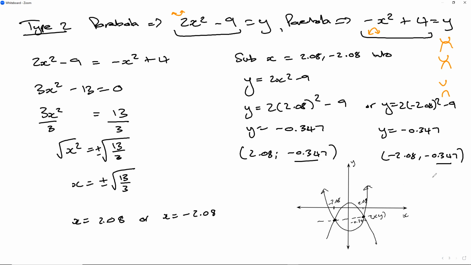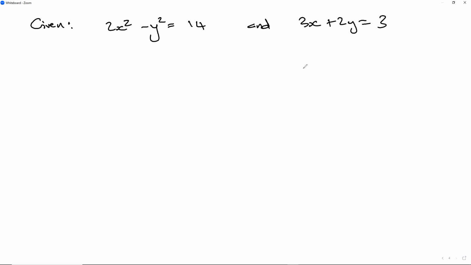Okay. Let's have a look at the next example now. Next one, you're given two equations, and maybe you've got to decide now which one to use, type 1 or type 2. So given the following equations, you're given 2x squared minus y squared equals 14, and 3x plus 2y equals 3. In this case here, we actually have a brand new type of function. We have y squared involved. y squared would change the graph.